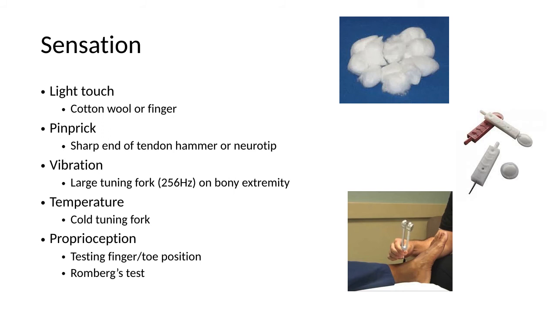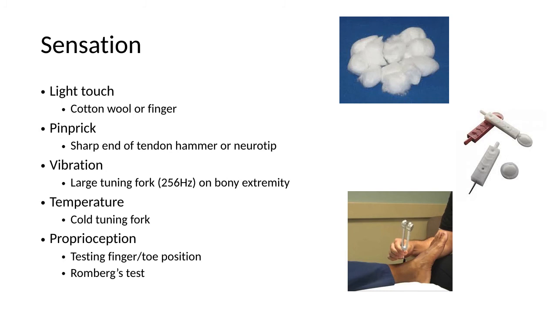Okay, so light touch is examined usually with cotton wool or most often just with your finger, to check whether they can sense what you're feeling, comparing like for like and comparing for symmetry. The same goes for pinprick. Really, you're looking for symmetry, and you can test this with a neurotip just here. That's what that is, the neurotip with the sharp end.